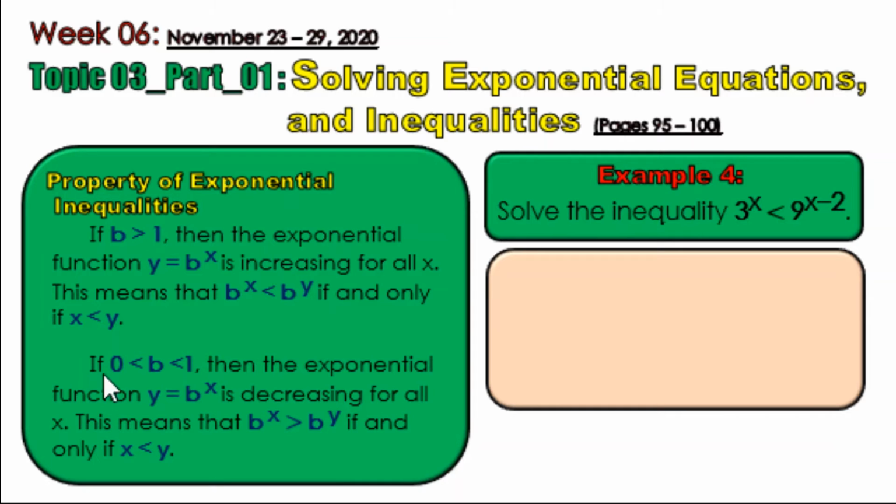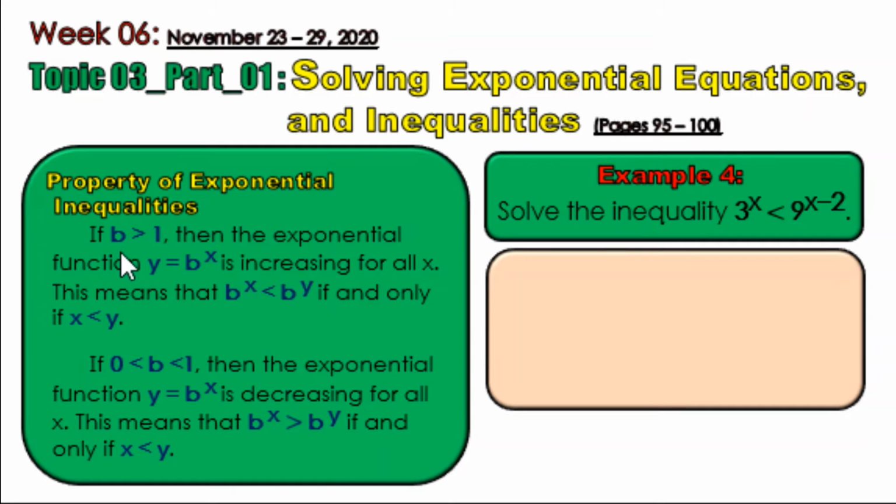Next, if b is between 0 and 1, then the exponential function y is equal to b raised to x is decreasing for all x. This means that b raised to x is greater than b raised to y if and only if x is less than y. Okay, so what does it mean?